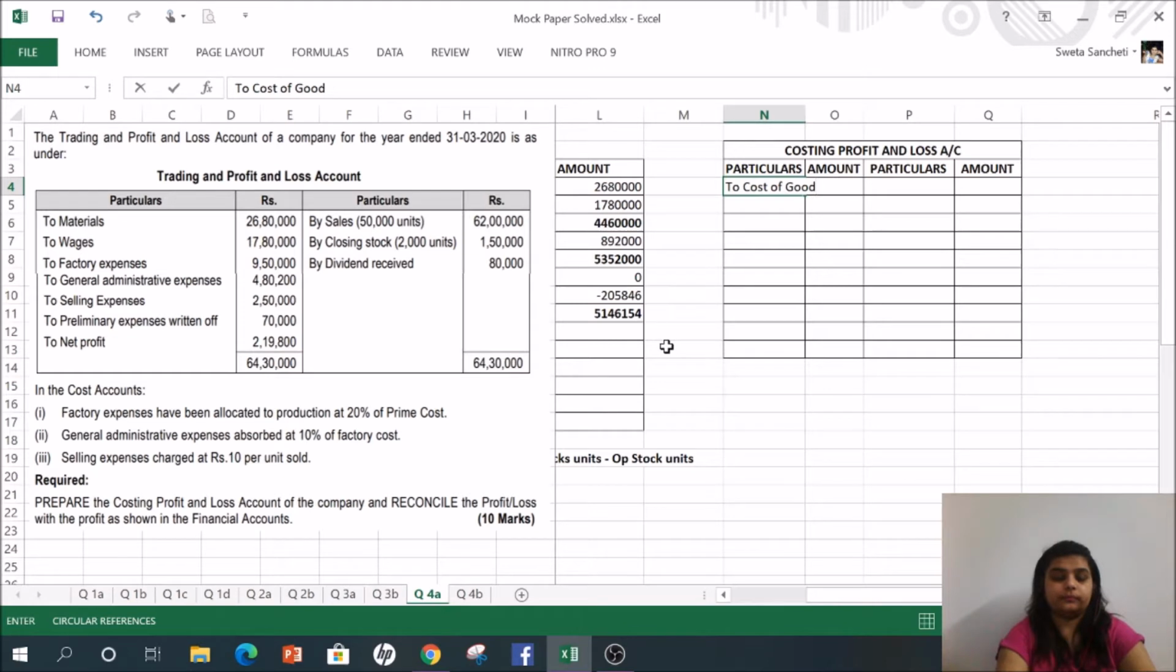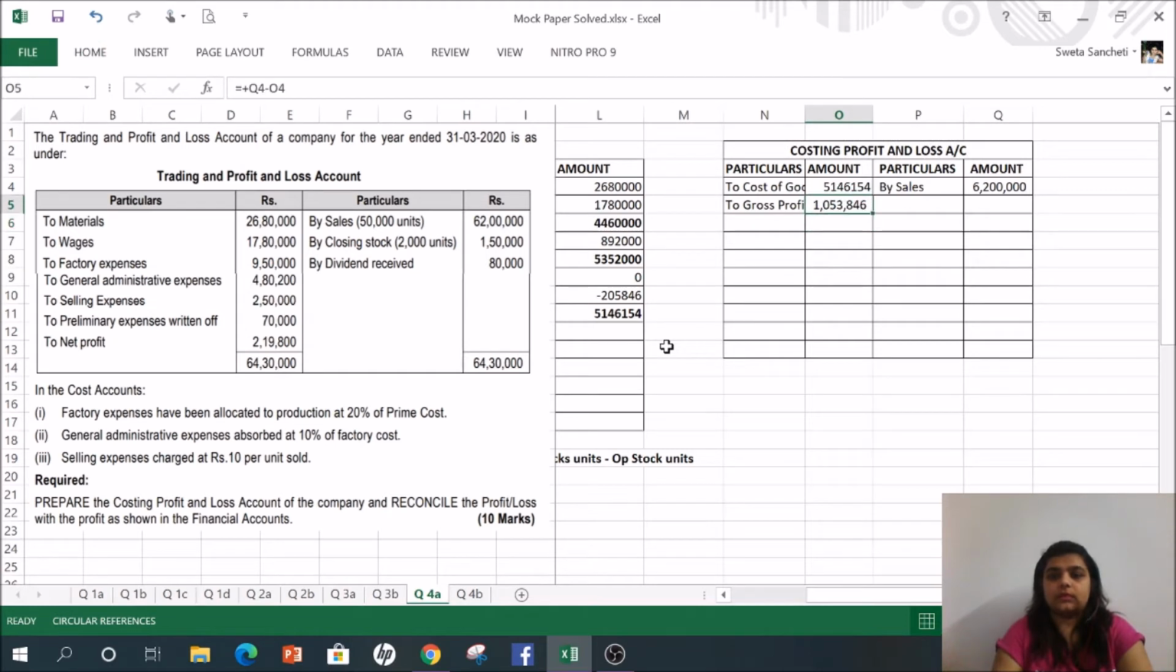cost of goods sold, that is equal to 51,46,154, and sales will remain sales, no change between financial and P&L, and costing, that is 62 lakhs. So what I get here is my gross profit. That will be the balancing figure. That is equal to 62 lakhs minus this. Right. So this is the gross profit.